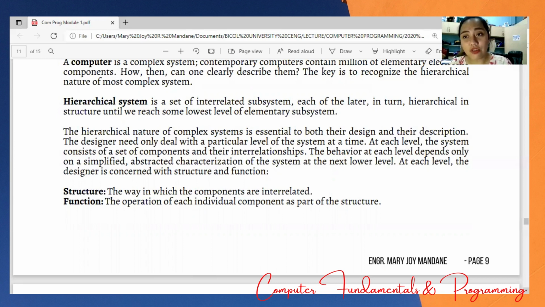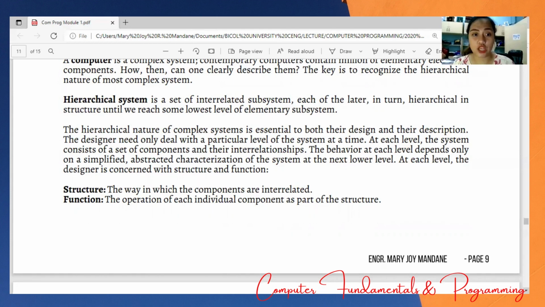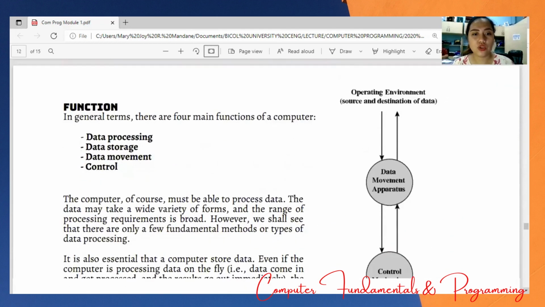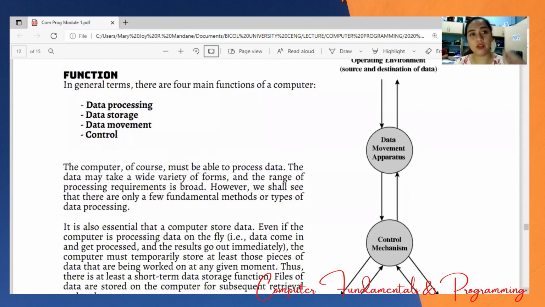So there are differences between the structure and the function. The structure is the way in which the components are interrelated, while the function is the operation of each individual component as part of the structure. Hopefully, clear sa inyo. So, ito, function. Dito tayo mag-focus sa function.